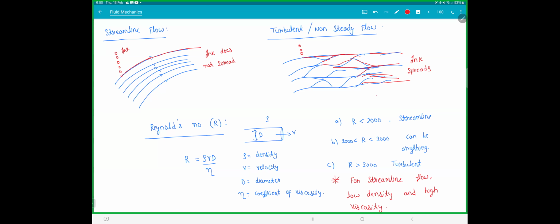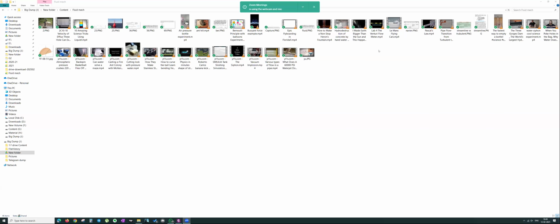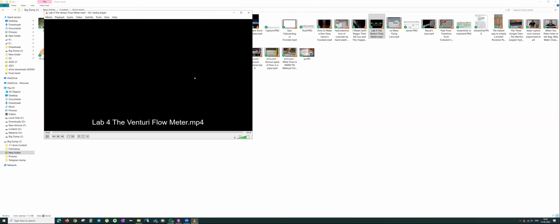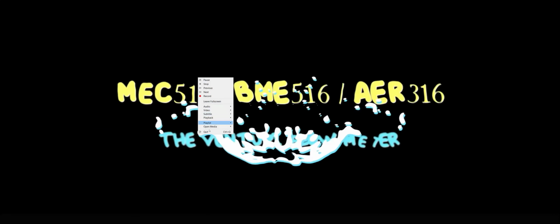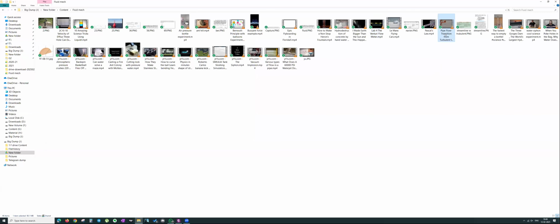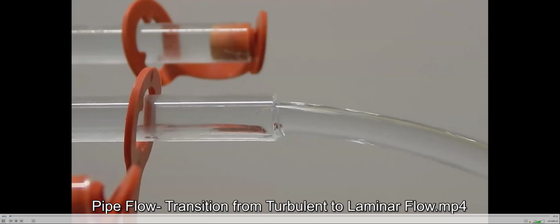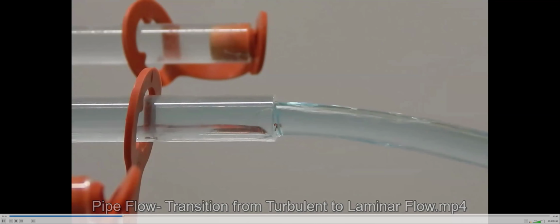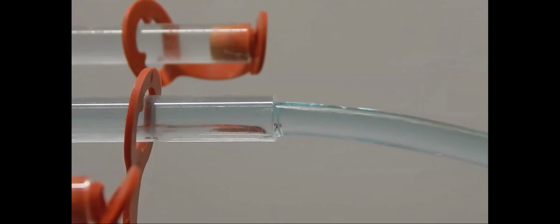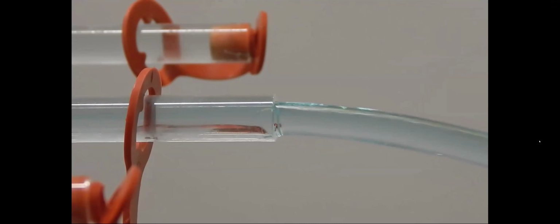So how does this look? So here, what they're doing is they have a pipe of water and they're sending some ink from the left-hand side. You can control the speed of the water. If you increase the speed of the water, Reynolds number will increase, so flow becomes turbulent. So a slow-flowing liquid will be streamlined, and a fast-moving liquid will be turbulent. So by controlling the speed, you can make the flow turbulent or streamlined.